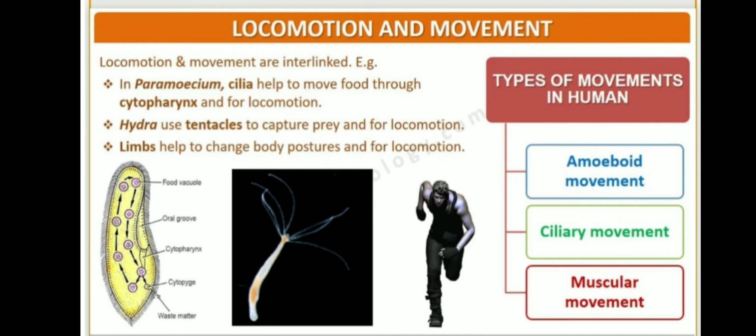For example, in paramecium, cilia help in the movement of food through the cytopharynx and in locomotion as well. Hydra can use its tentacles for capturing its prey and also use them for locomotion. We use limbs for changes in body postures and locomotion as well.